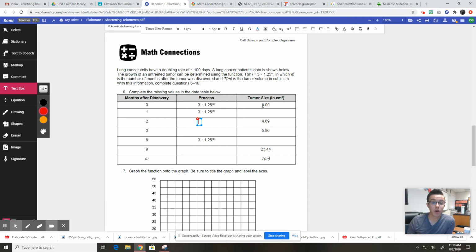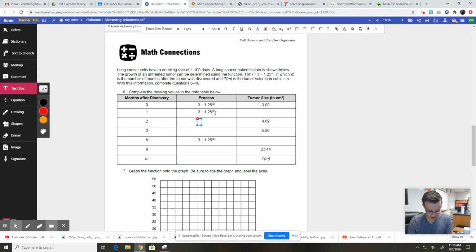All right. Now, after 1 month of discovery, we've got 3 times 1.25 raised to the first power. So let's type that into our calculators. And if you don't have one out, just follow me, that's totally cool. Again, the purpose of this is not that you are overwhelmed with hard questions. It's that you get to use CAMI. That's really all I'm worried about here.